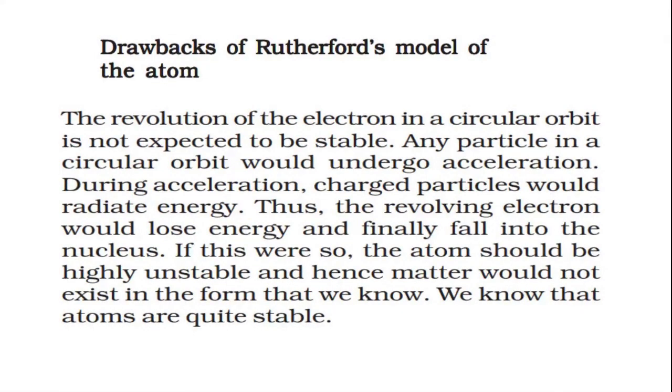So if this were so, what if it falls into the nucleus? Atoms should be highly unstable. But we know that matter is quite stable. Whatever matter we see is all stable, no? So it shows that there is some drawback in Rutherford's model: the revolution of the electron, as suggested by Rutherford, seems to show that it will revolve, lose energy, fall, and make the atom unstable. But that is not so. So this was the only drawback of Rutherford's model of the atom. Very good.